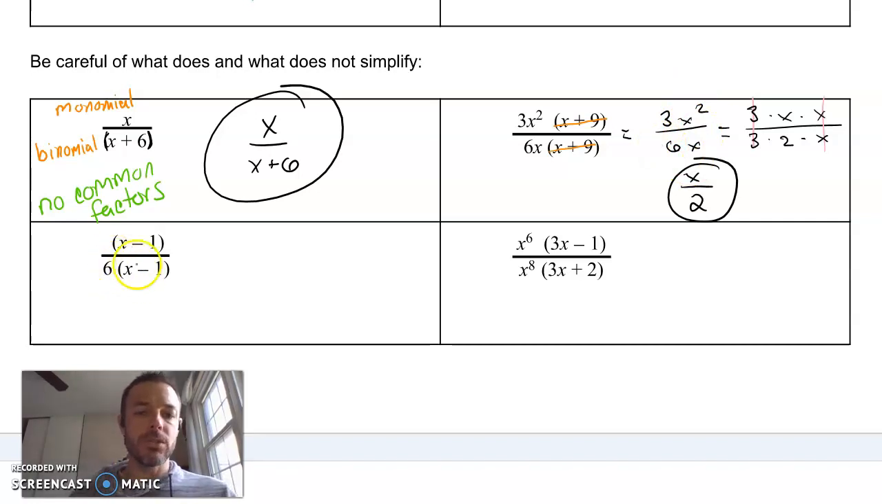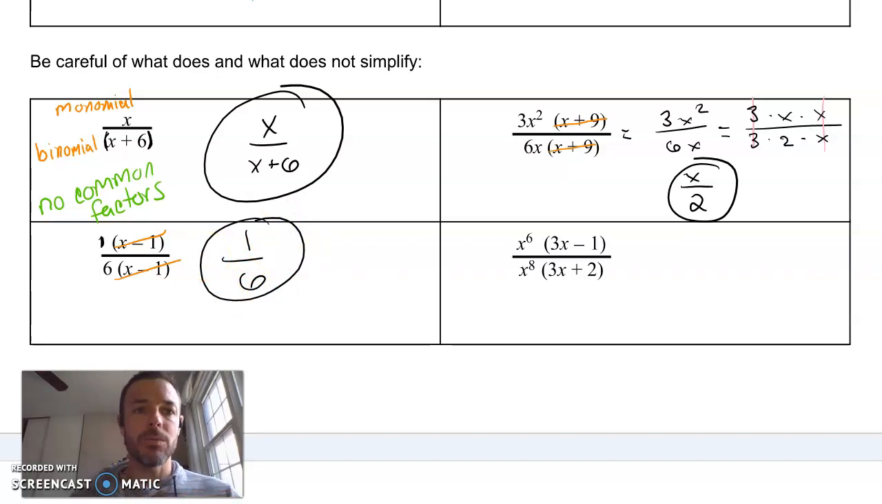So for the next 2 examples, I'll go through fairly quickly. Common binomial factors of x minus 1 that simplify. That leaves us with a 1 in the numerator. It wasn't written there, but it's still there. 6 in the denominator, and we're done.